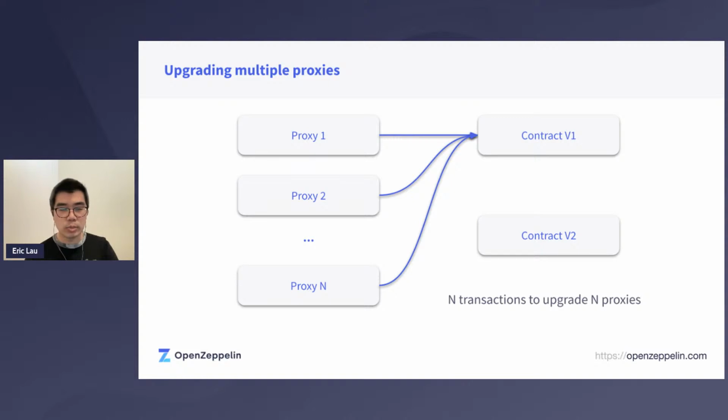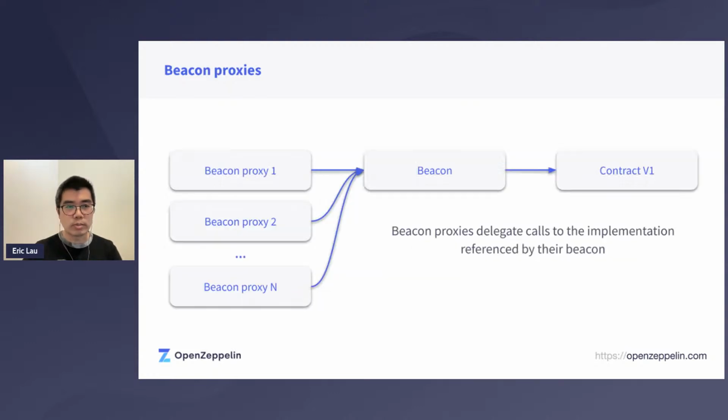Now, if you have multiple proxies, and if you're using the UUPS or transparent proxy patterns, you may have a number of proxies that are all using a first version of your contract. And if you want to upgrade your implementation logic to a new version, what you would need to do in this case is submit a separate transaction in order to upgrade each proxy independently. So if you have n proxies, that means you would need to submit n transactions in order to upgrade each of them. Now, what if you wanted to upgrade all of them atomically in a single operation? Well, that's where Beacon proxies come in.